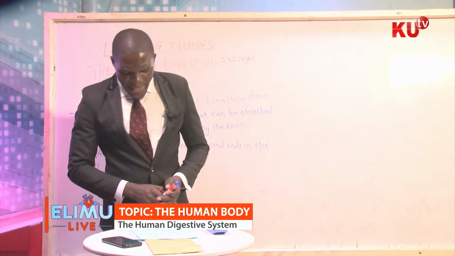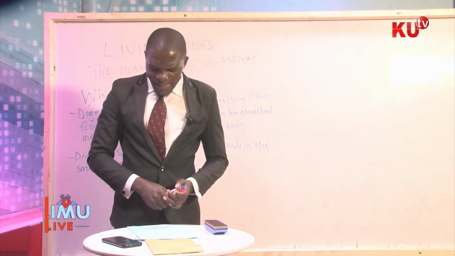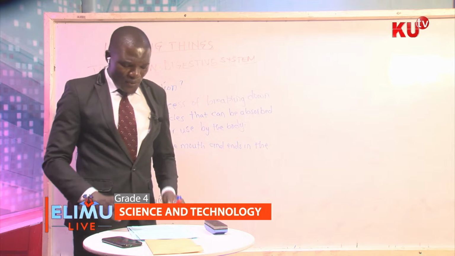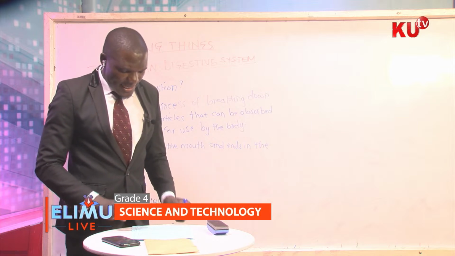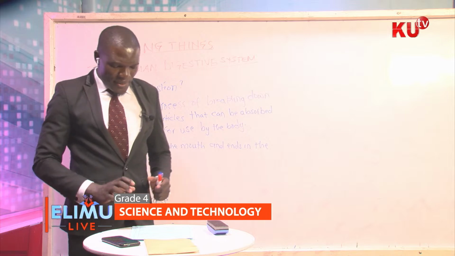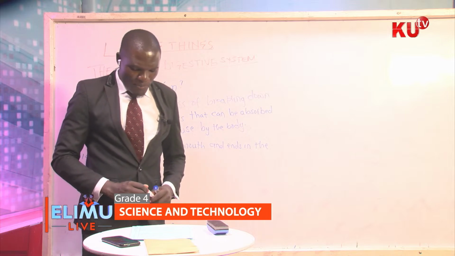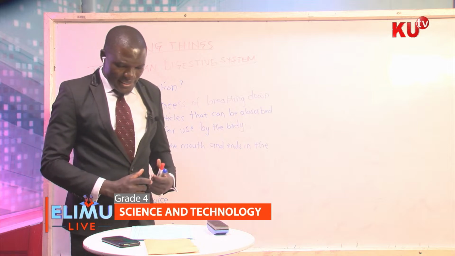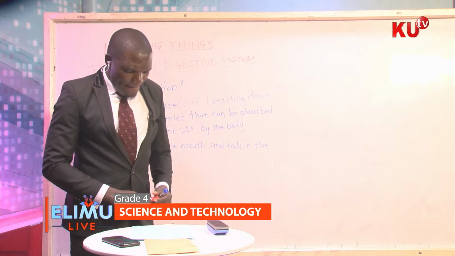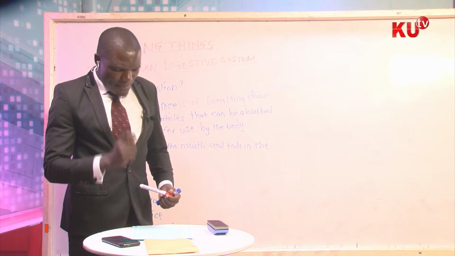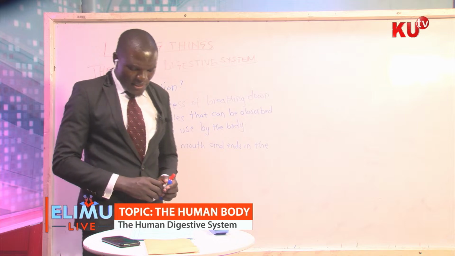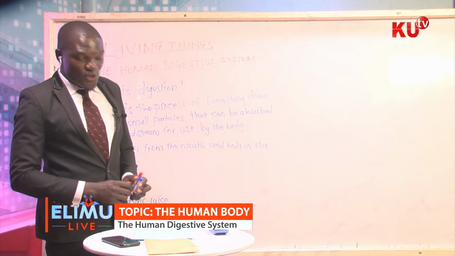Digestion of food ends in the small intestine, as we said earlier, and in the small intestine you will realize that the food is absorbed into the bloodstream and taken to all parts of the body for immediate use or storage.